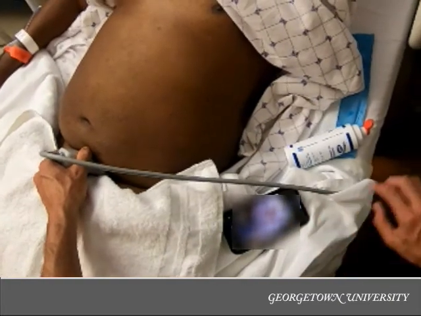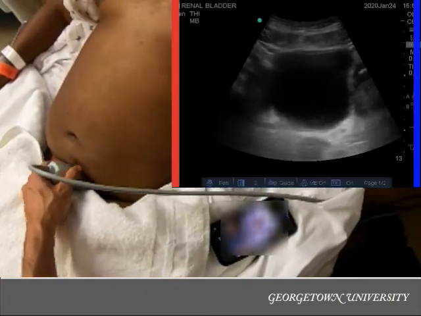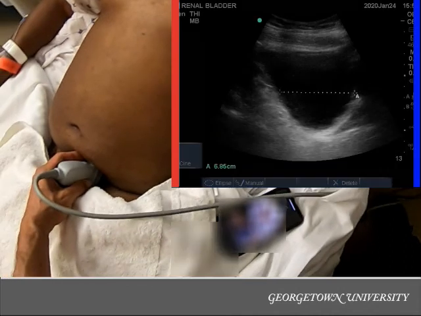Then transition to the long axis by rotating the probe marker towards the patient's head. Freeze and measure the bladder's depth. Now you have all the measurements you need to estimate bladder volume.